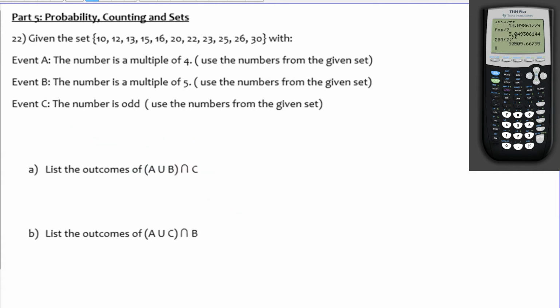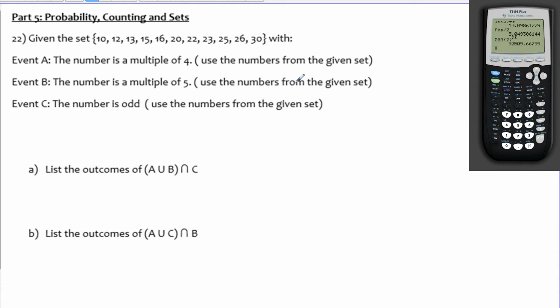Problem number 22. Okay, so we're being given a set that says 10, 12, 13, 15, right? This really big set, a list of numbers, right? And they're saying event A is a number that is a multiple of 4 given this set. Event B is a multiple of 5. Event C is an odd number.